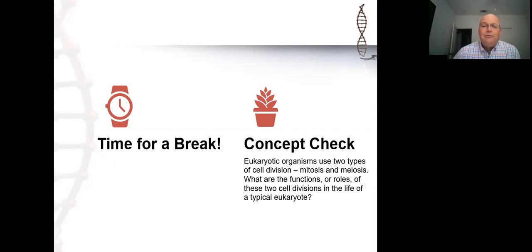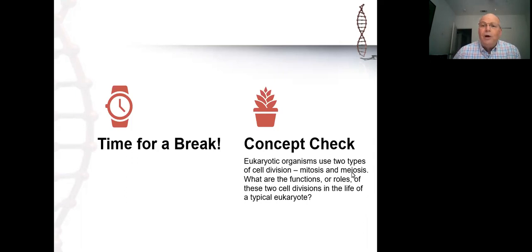Meiosis then is involved in sexual reproduction for a typical eukaryote. Even those that may depend on asexual reproduction primarily, a lot of eukaryotes that do asexual reproduction still feature sexual reproduction because it creates genetic diversity. So for a typical eukaryote, meiosis is involved in sexual reproduction. That's its role. And it produces the gametes, the eggs and the sperm, the reproductive cells.